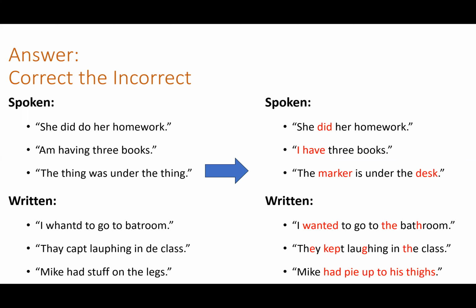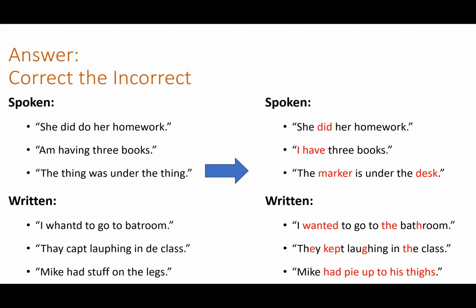The markers are under the desk. That is just encouraging them to use the exact words in English and not to use these kinds of filler words like "the thing is on the thing." Written, you want them to spell correctly, right? You want to make sure they know when to use WH and when not to, making sure they use the H when it's needed. And a lot of times they drop that H from the digraph TH when it's the bathroom.